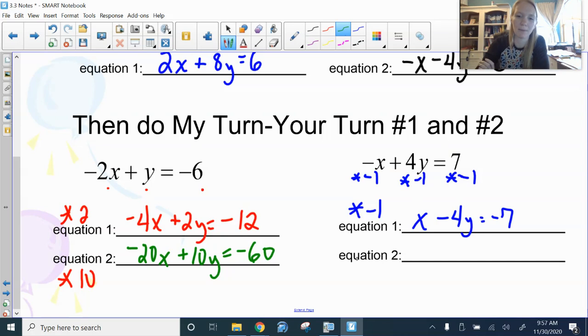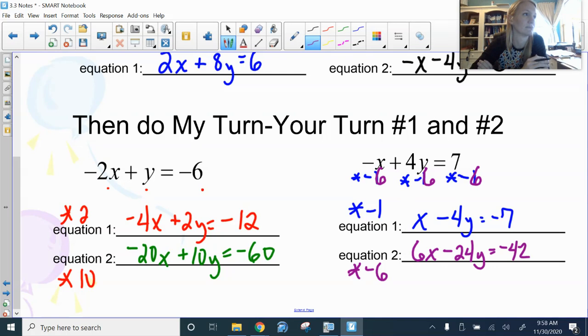What's another number we can multiply by? Could I do a decimal? Negative 6? Sure. All right, so if I multiply everything by negative 6, so I'm just going to replace those ones with 6s. So now I have a negative 6 times a negative x, so that's going to make that a positive 6x. 4 times negative 6 would make negative 24y. And then 7 times negative 6 would make a negative 42. There you go. That's all it is.